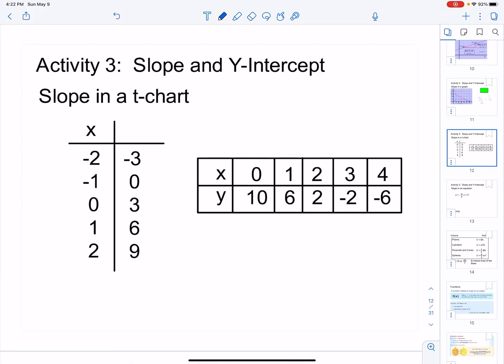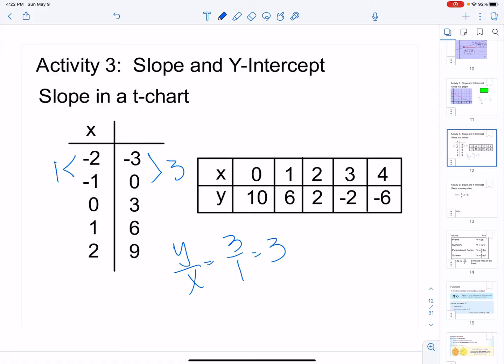Well, what if you're given a t-chart? This is where we do our delta y and delta x, where you pay attention to what's happening here, what's happening here. Okay? So in this one right here, we're increasing by 3. We're increasing by 1. So we have a slope of, and this is y divided by x, 3 over 1, which is just 3.